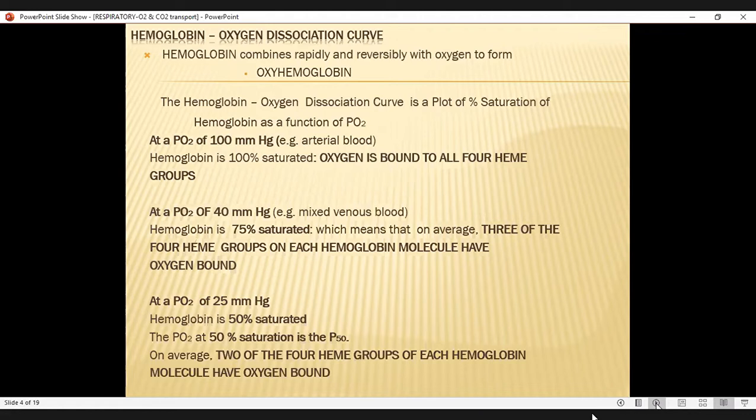So that is 75%. At a PO2 of 25 millimeters of mercury, hemoglobin is only 50% saturated. That means only 2 chains are bound with oxygen. So that is your P50, 50% saturation.